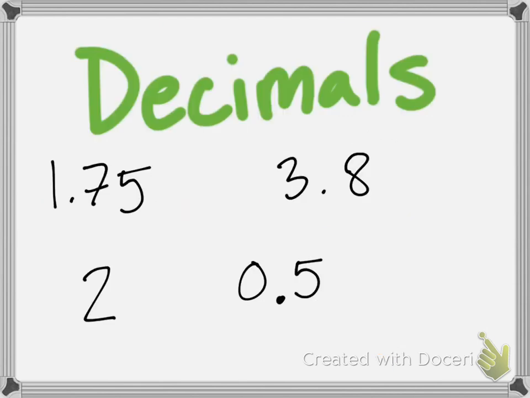So here I have some numbers on the screen, and I want you to tell me in the chat if they are decimals. So first, is this a decimal? 1 and 75/100ths. Is that a decimal? Yes, we're getting an overwhelming amount of yes. Excellent. That is a decimal. What about 3 and 8/10ths? Is that a decimal? Awesome. Yes, we're getting a lot of overwhelming responses.